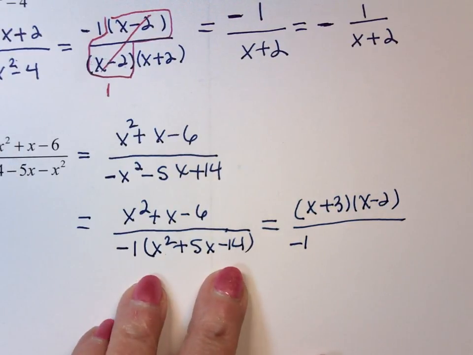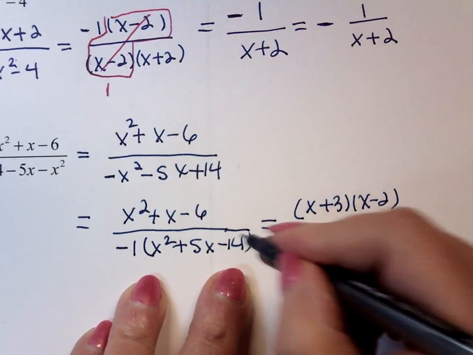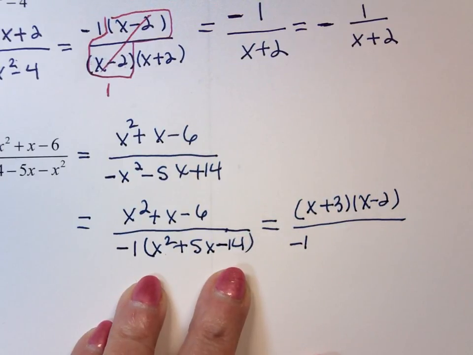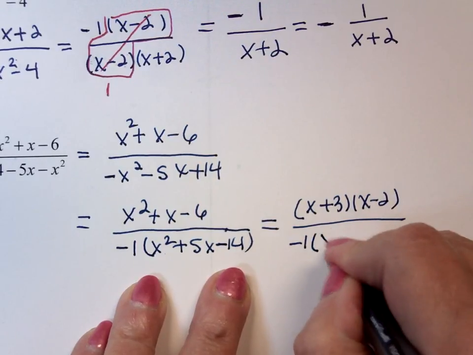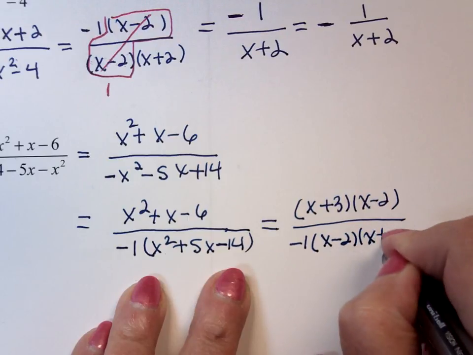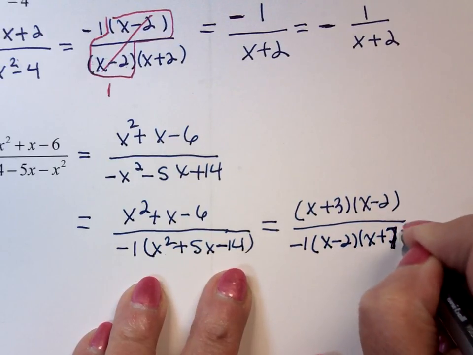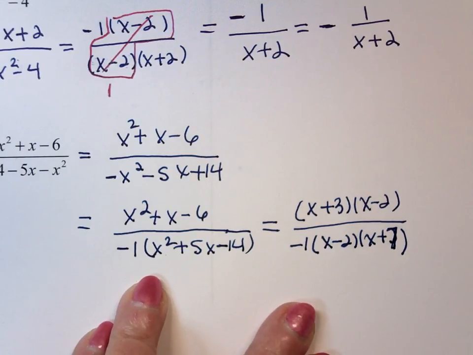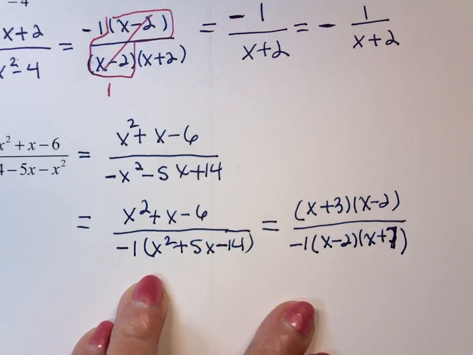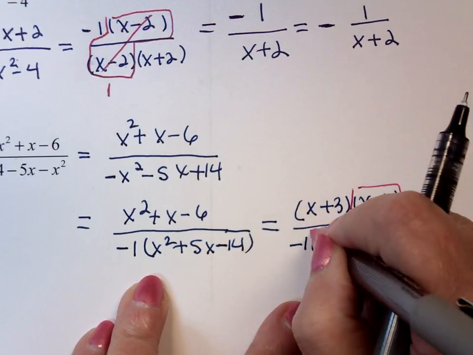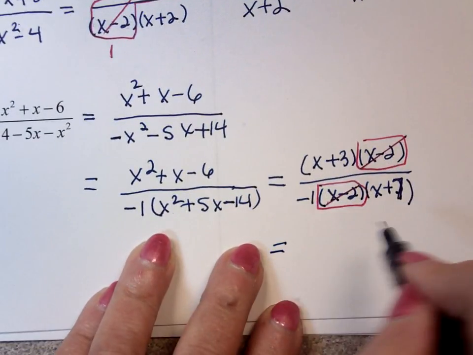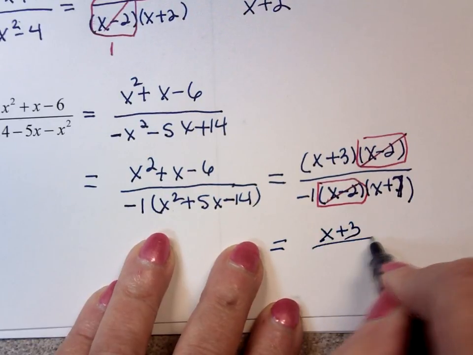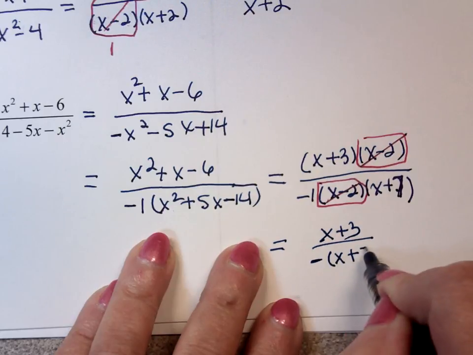Now 14, and I need two numbers because the leading coefficient is 1. Two numbers which multiply together give me 14. Since this is a -14, subtracts to give me 5. What are the two numbers? 7 and 2. So it's an x minus 2 and an x plus 7. And notice, here is parenthesis x minus 2, parenthesis x minus 2. So the x minus 2's reduce out. You're left with an x plus 3 and a minus x plus 7.